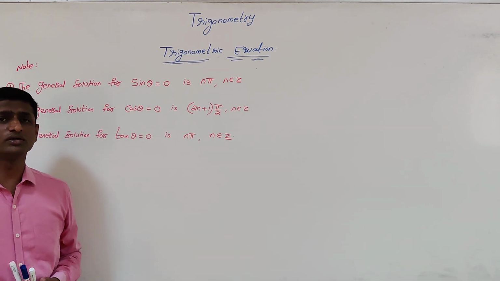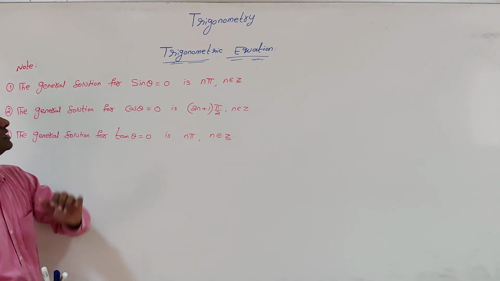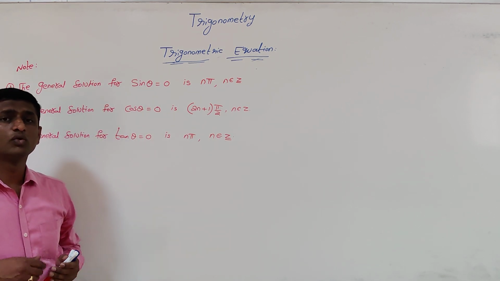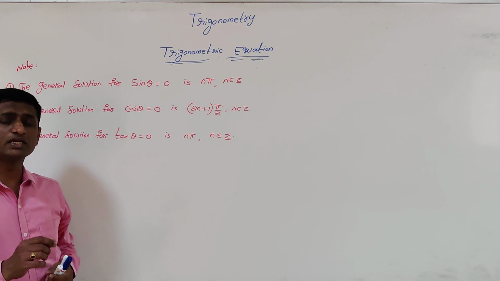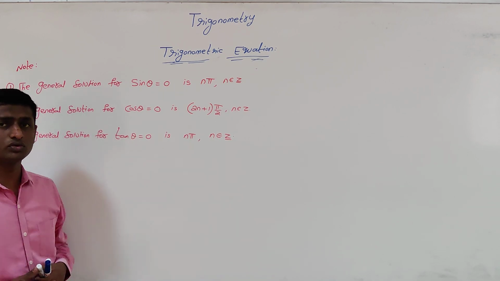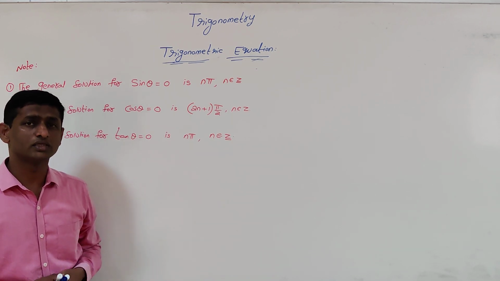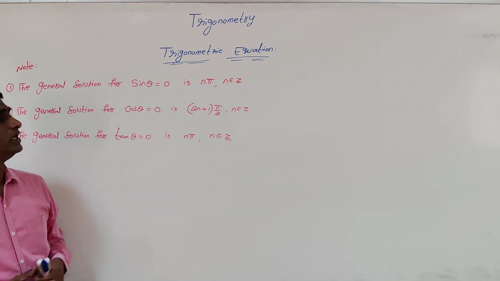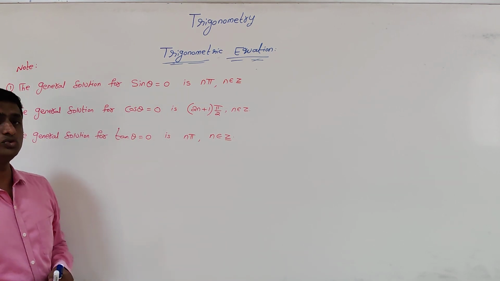We'll have a note. The general solution for sin theta is equal to 0, meaning for what values of theta the sin theta becomes 0, is n pi where n belongs to Z.